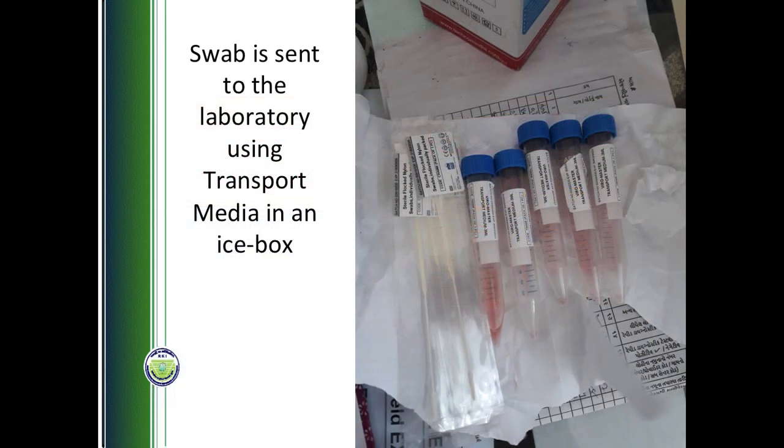The swab samples, once collected, are sent to the laboratory, not directly, but the swabs are submerged, dipped in a solution we call the transport media. Here in the tubes, the pink colored transport media can be seen. So swabs once collected with the specimen are inserted into the transport media, and then these tubes having transport media with the RNA-containing or virus-containing swab are sent in an ice box to the laboratory.